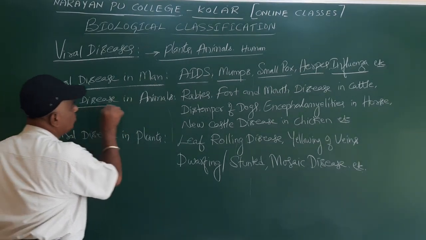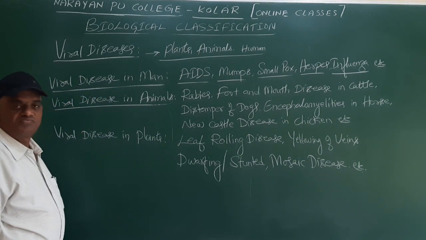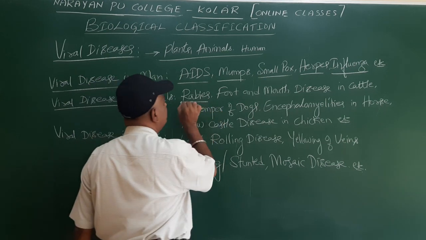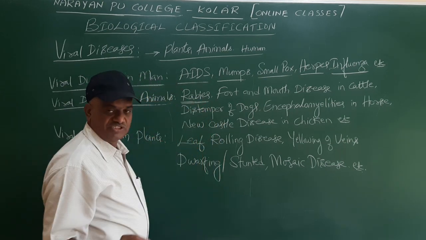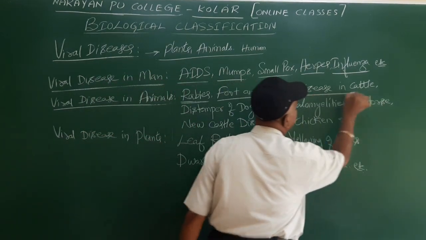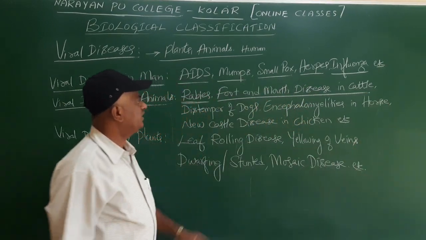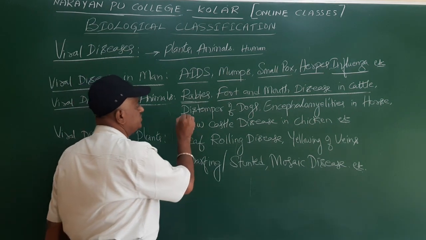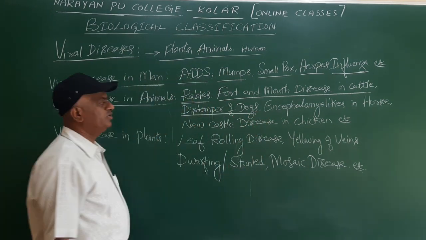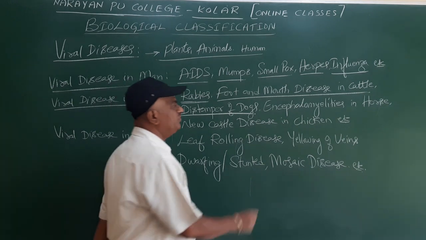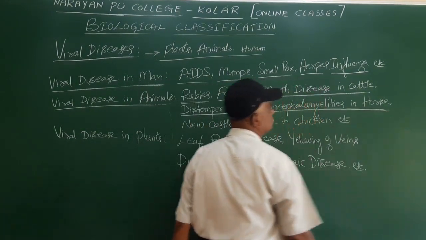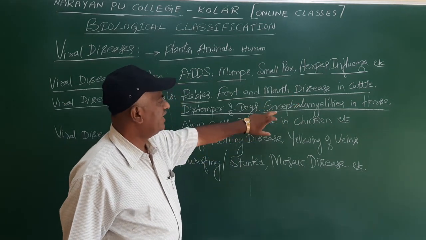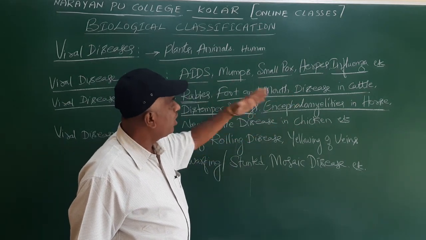Next, viral diseases in animals. They cause rabies, the mad dog bite. Next, foot and mouth disease in cattle. Next, distemper of dog. Next, encephalomyelitis of horse, also called mad horse disease.